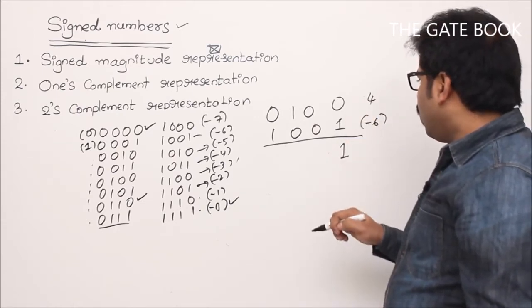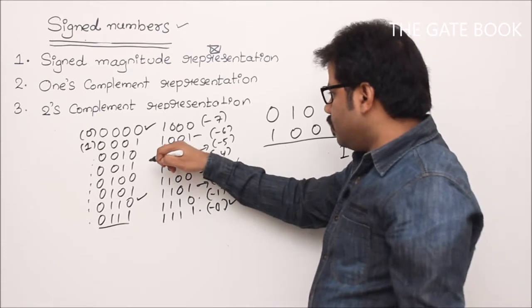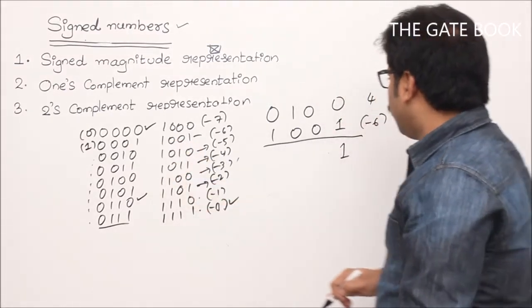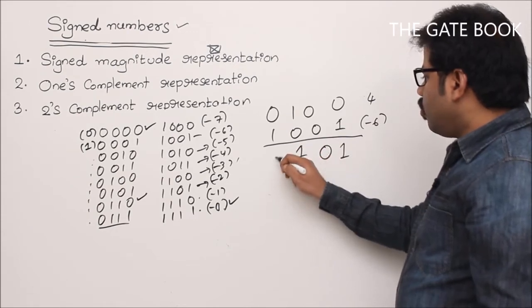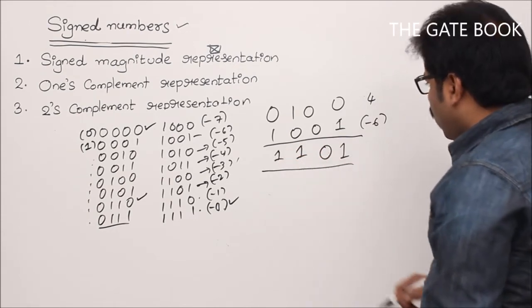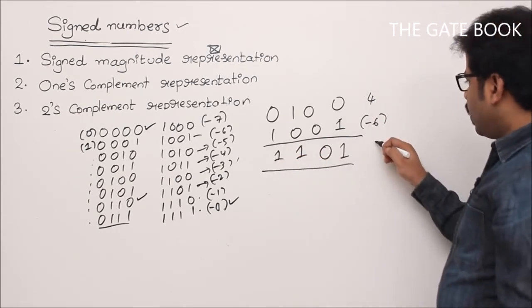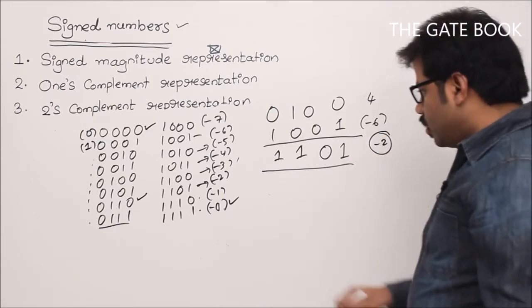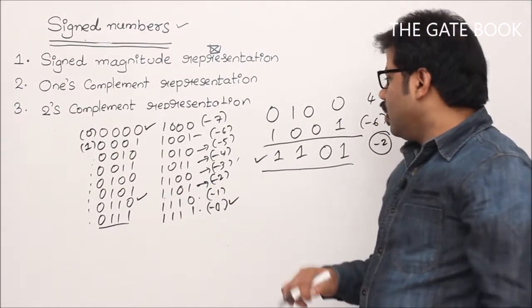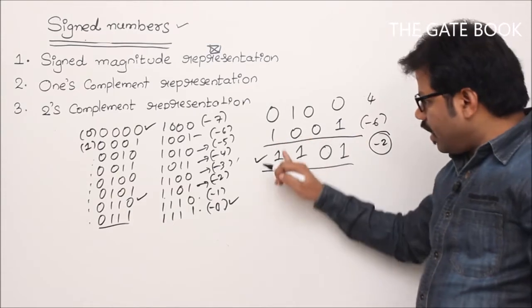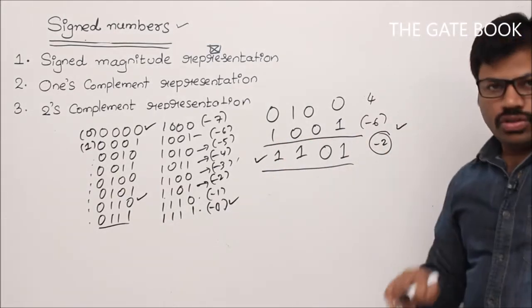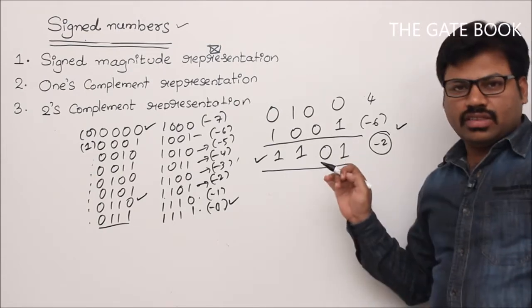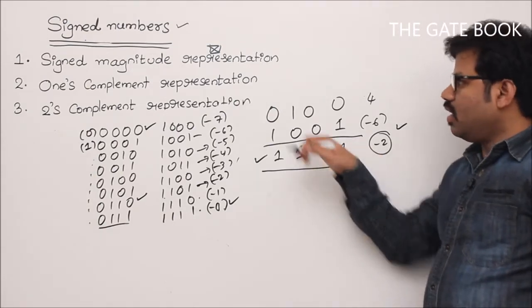So 0 plus 1, 1. Is it minus 6? Yes. 1, 0, 0, 1. So 0, 0, 0. 1, 0, 1. 0 plus 1, 1. 1, 1, 0, 1. So 4 plus minus 6 is minus 2. So minus 2 is 1, 1, 0, 1. Perfect. That means sometimes if you don't get an end around carry, then automatically the result is correct. So now, is it not an advantage? Yes, definitely it is better than sign magnitude.